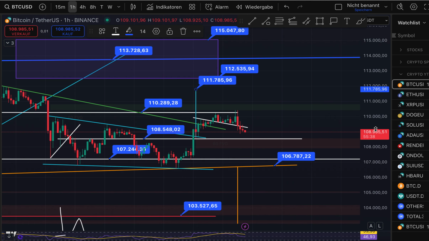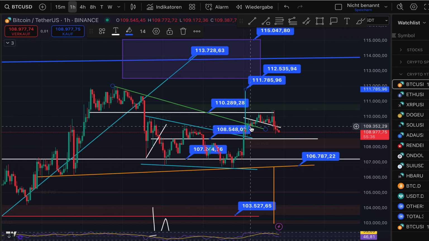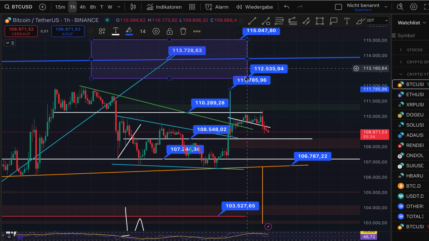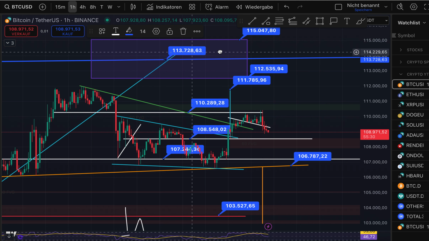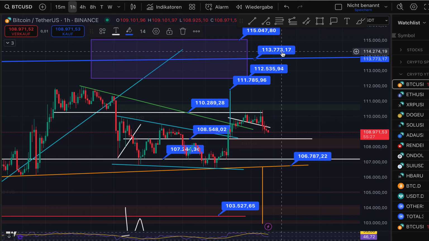Why that price mark? Because it's a psychological price mark, where I think people are going to take profits. That area even reaches up to 115,000 US dollars. But we have here a bright blue trend line, which should be resistance. It was resistance in the past two all-time highs.